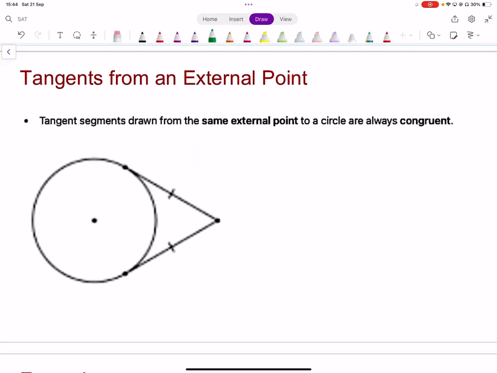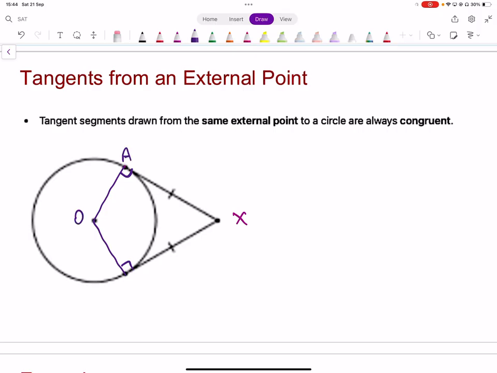Tangents coming from an external point, another very important property. If you have a point outside a circle from which you're making 2 tangents, one on one side of the circle, one on the other side of the circle, they're always equal to each other. These 2 lengths are always equal. Now, if you extend this and make a shape like this, tangent and radius are always perpendicular. This is 90, this is 90. These angles are 90.